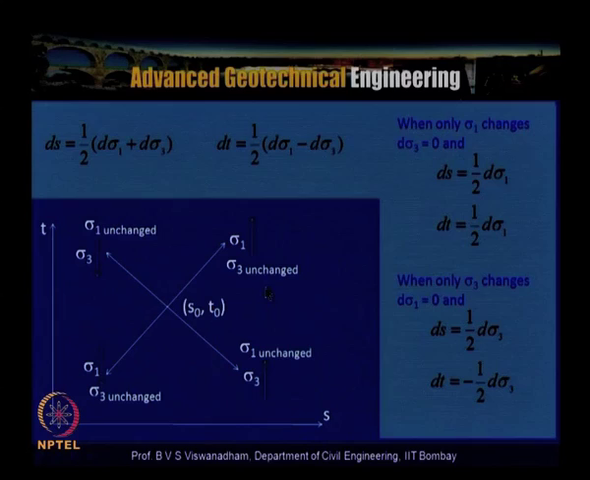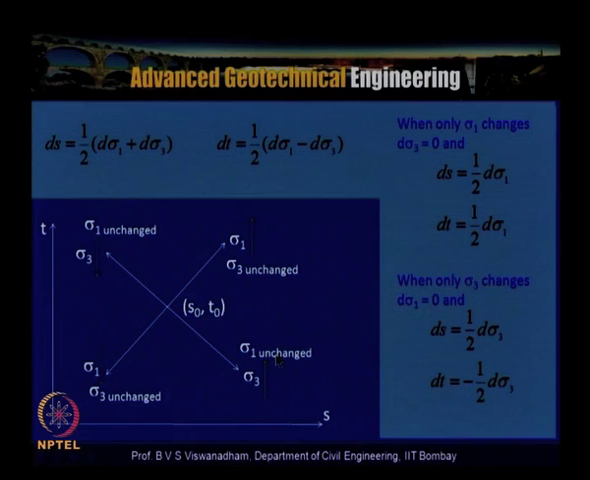If you look in this direction, sigma 3 is unchanged and sigma 1 increases, then the path goes like this. Sigma 1 increases, the path goes like this, and with sigma 3 unchanged and sigma 1 decreased, the path comes down like this. And when sigma 1 is unchanged, that is d sigma 1 is equal to 0, and sigma 3 decreases, that means you are actually releasing the confining pressure, then it comes down like this.